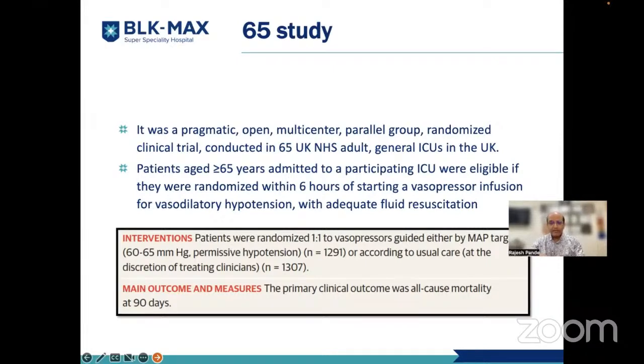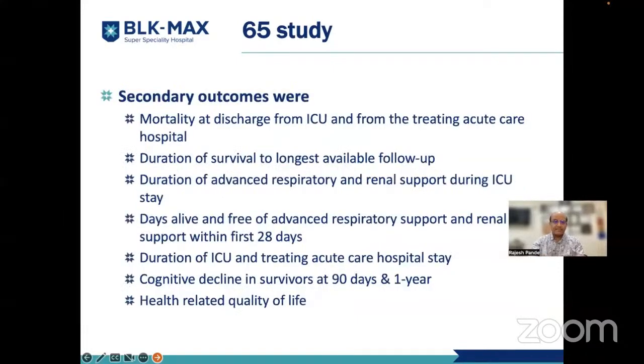And the primary clinical outcome was all-cause mortality at 90 days. They had a lot of secondary outcomes. This study was called the 65 study, famously called so. Secondary outcomes were mortality at discharge from ICU and from the treating acute care hospital, duration of survival to longest available follow-up, duration of advanced respiratory and renal support during ICU stay, days alive and free of advanced respiratory support and renal support within the first 28 days, and duration of ICU and treating acute care hospital stay. They also looked at cognitive decline as well as health-related quality of life.